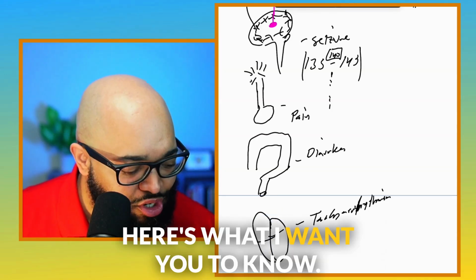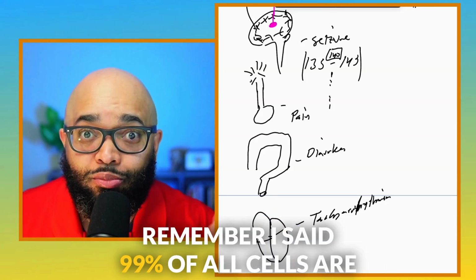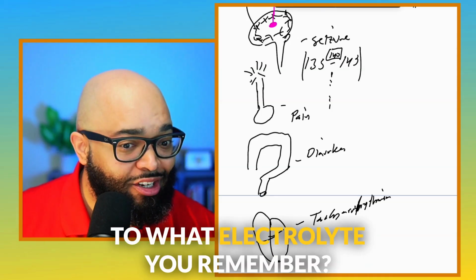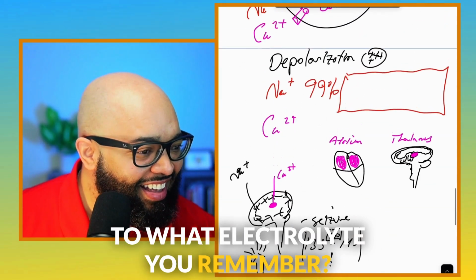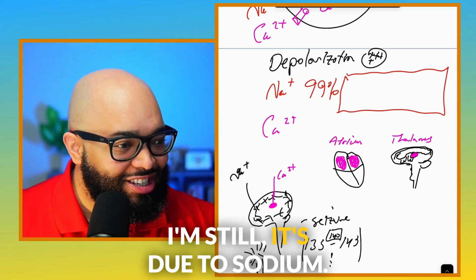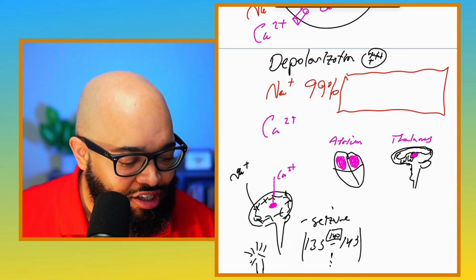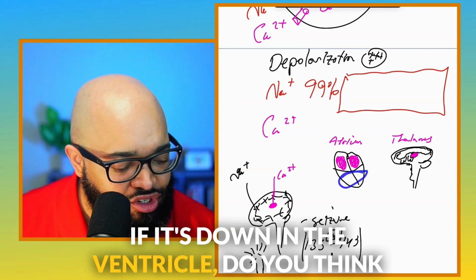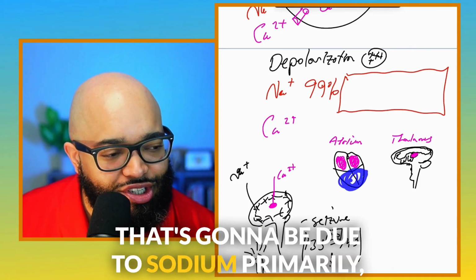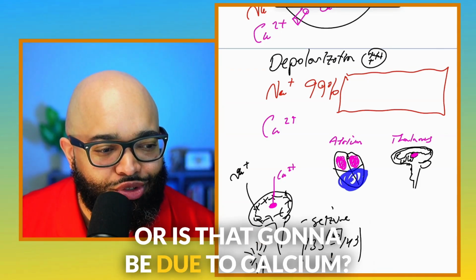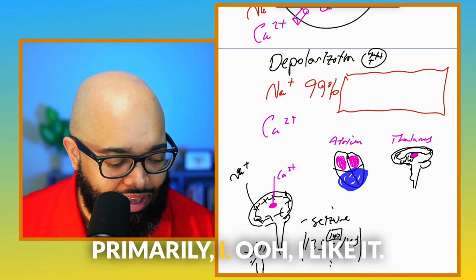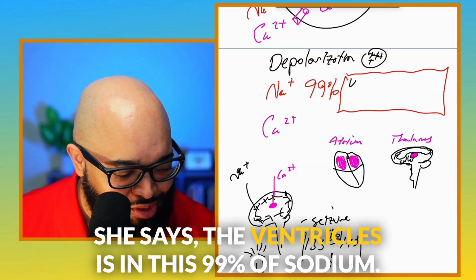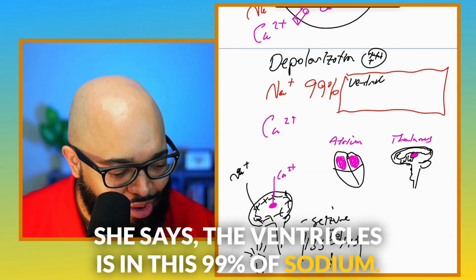Okay? Here's what I want you to know. Remember, I said 99% of all cells are depolarized, become more positive, due to what electrolyte? You remember? It's due to sodium. Perfect. So if it's down in the ventricle, do you think that's going to be due to sodium primarily, or is that going to be due to calcium primarily? Ooh, I like it. She says the ventricles are in this 99% of sodium.